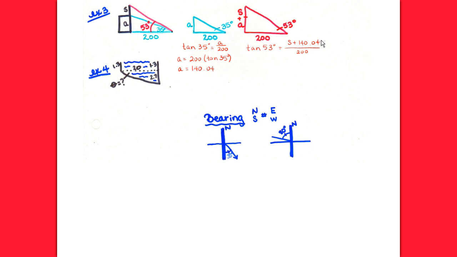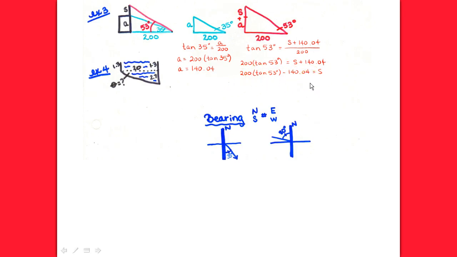All right, now we're trying to get S by itself, right? So what do you want to do first? Okay, multiply by 200, and then subtract 140.04. Now, anytime you can, it's a good idea to just put this whole string in your calculator at one time.